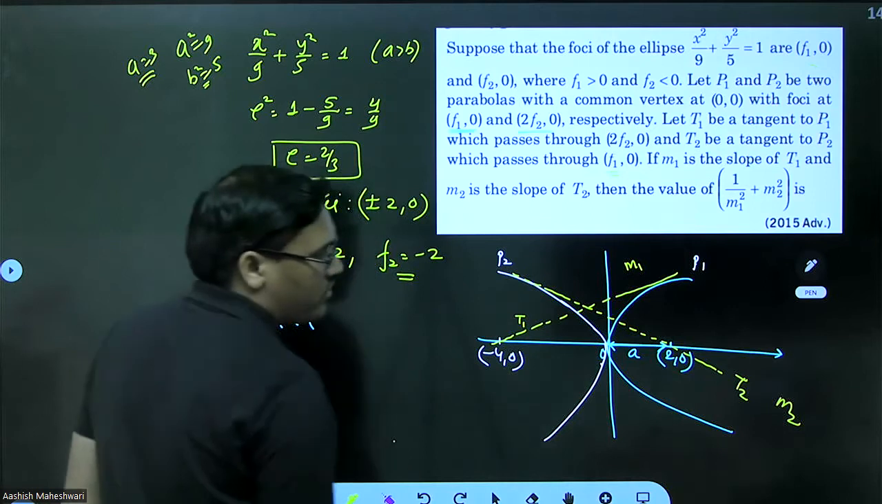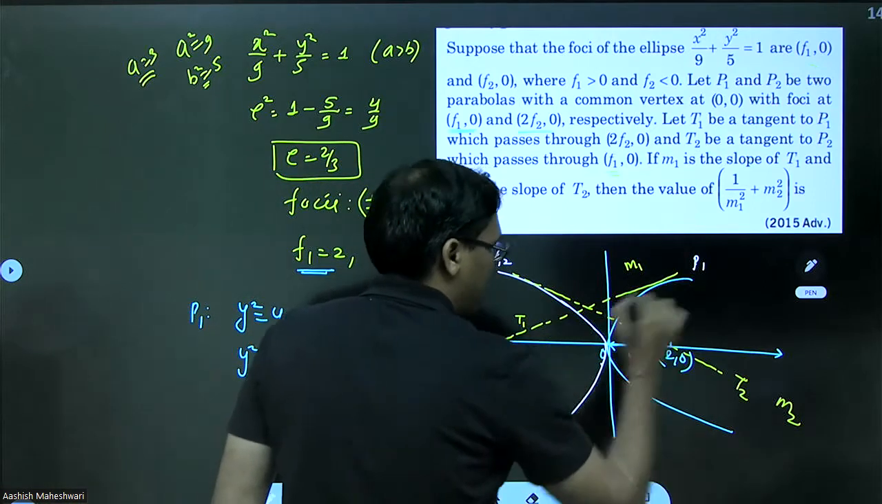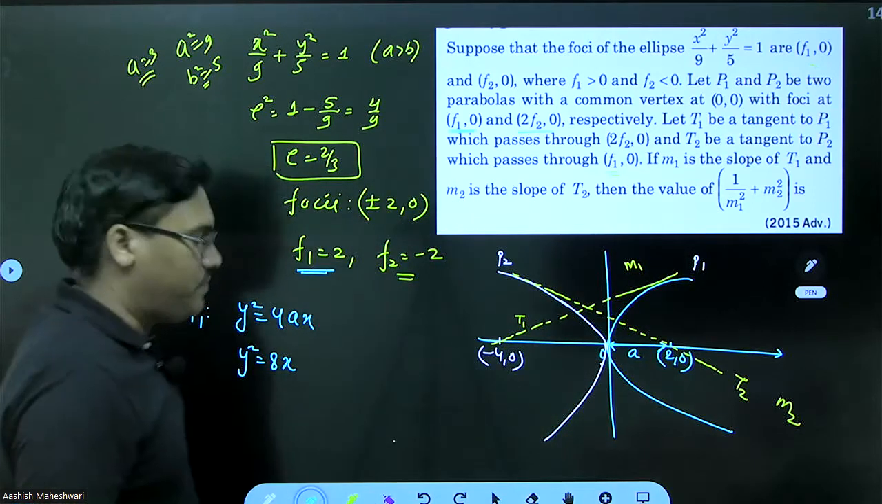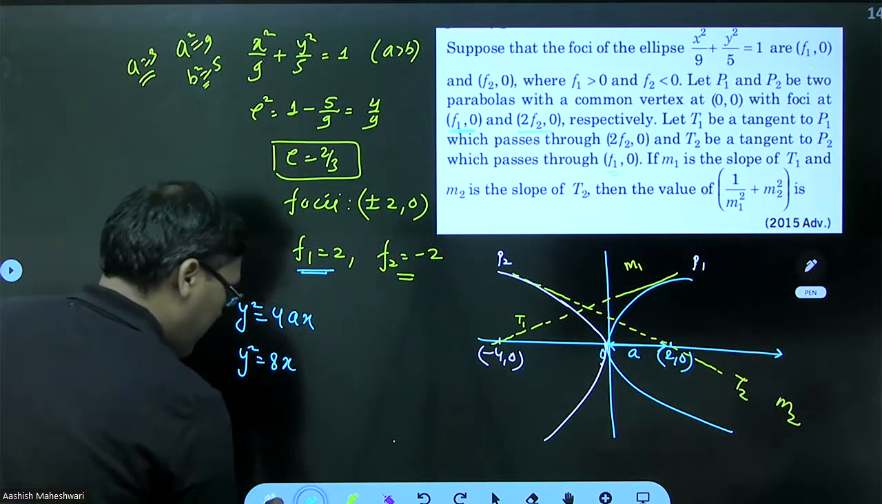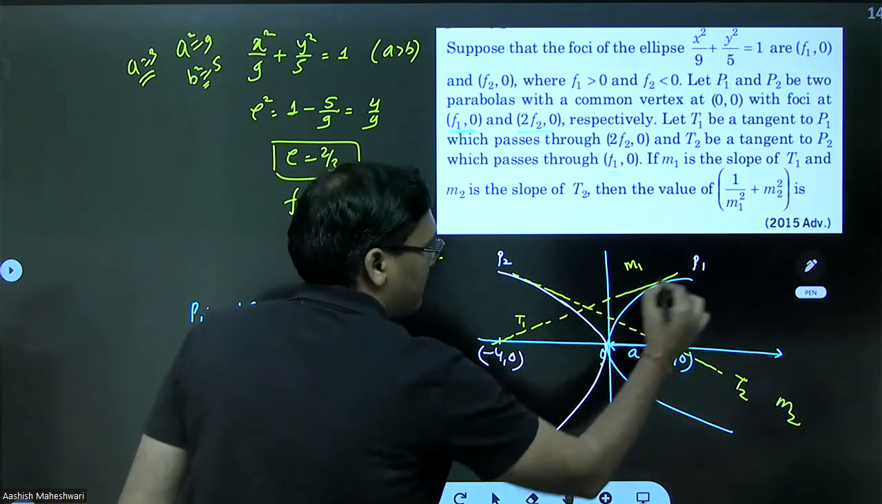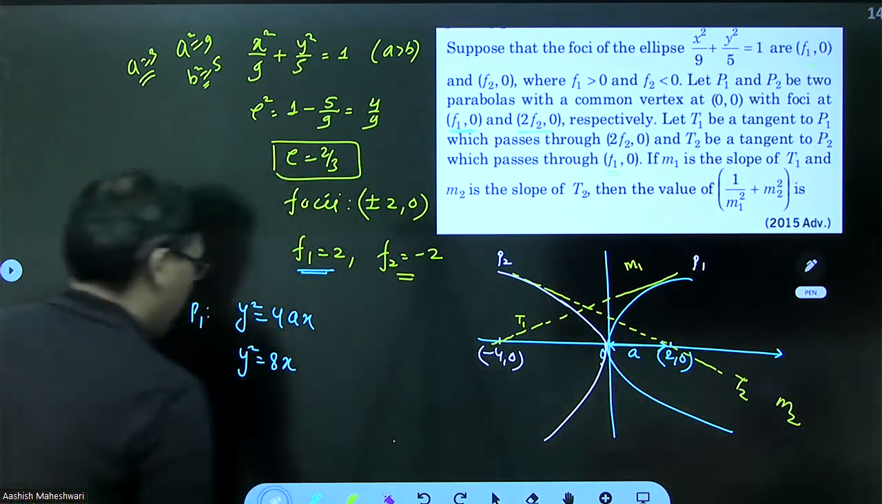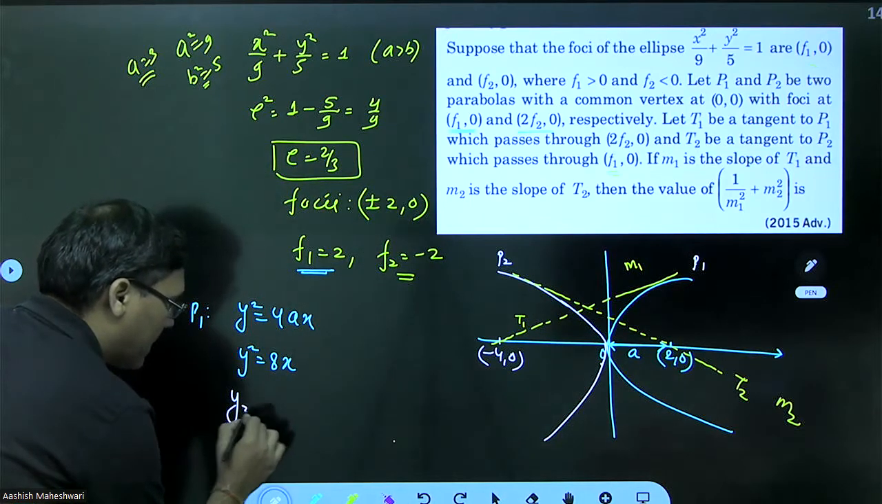Now I want to find the equation of tangent, the slope of this tangent, which is passing through minus 4 comma 0. Now see, we are interested in finding the slope of this tangent, which is on P1. We can say, what is the equation of tangent with slope m?